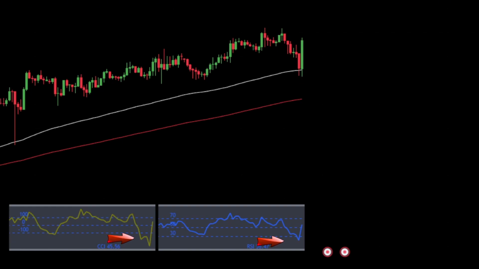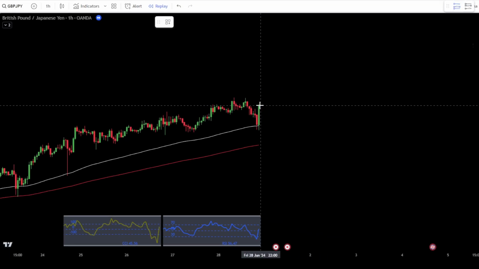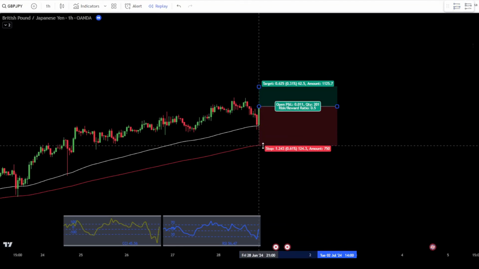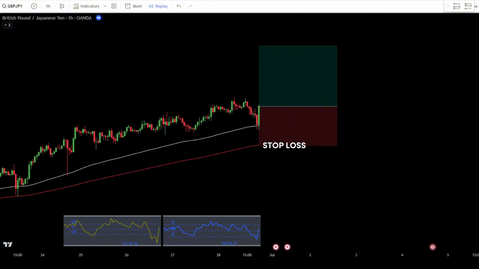Make sure that the CCI and RSI signal lines are in the oversold area. After that, wait until the CCI and RSI signal lines move out of the oversold area upward. For the final confirmation, ensure that the candlestick formed is a bullish candlestick. If all conditions are confirmed, you can place a buy order after the bullish candlestick closes. Set the stop loss at the end of the 200 EMA line. Use a take profit target with a risk to reward ratio of 1 to 1.5.